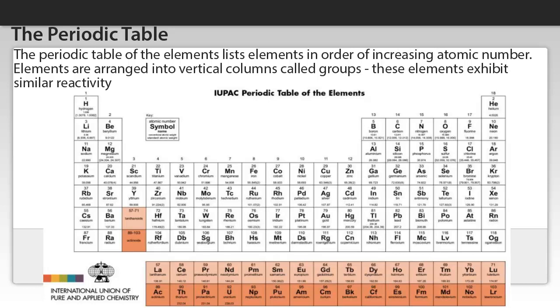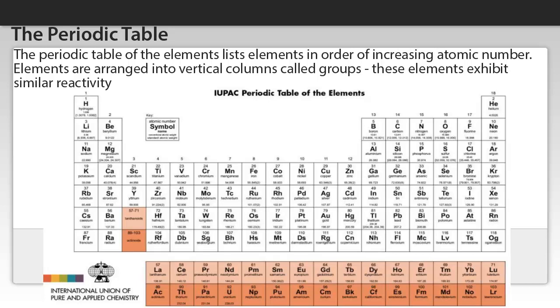In addition to simply arranging the atoms in order of increasing atomic number, elements are arranged into vertical columns called groups. It's important to remember this because the elements within a certain group exhibit similar chemical reactivity, similar chemical behavior. So we can actually make additional sense of the periodic table based upon an element's placement in a particular group.